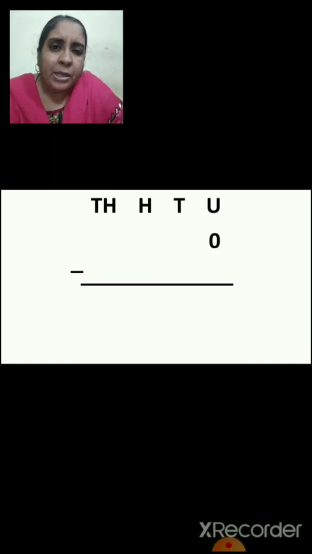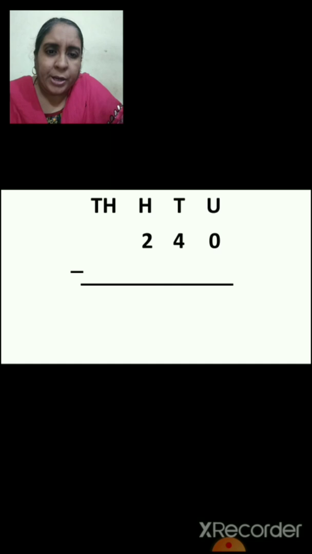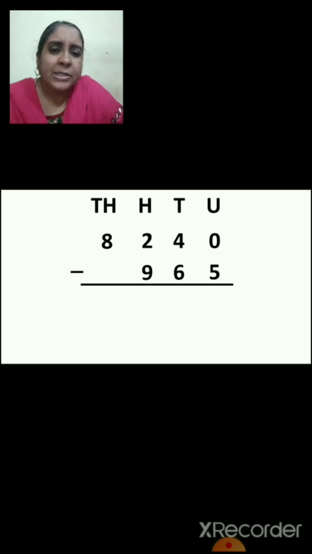Now 0 will come in units place. 4 will come in tens place. 2 in hundreds place. 8 in thousands place. This is number of men. Now down we will write number of women, right? Now what will come? 5 in units place. 6 in tens place. 9 in hundreds place. And 7 in thousands place. So after arranging the numbers, now we are going to subtract. So we are going to start from which place?